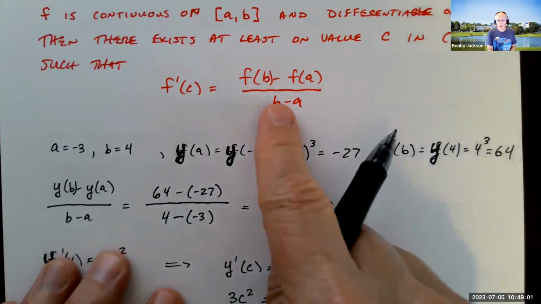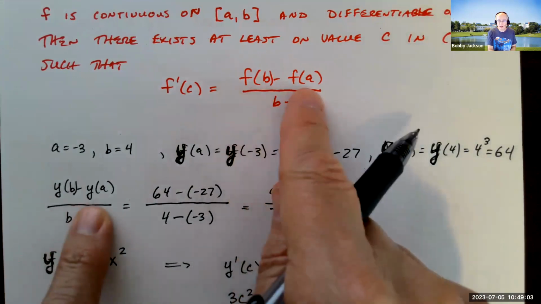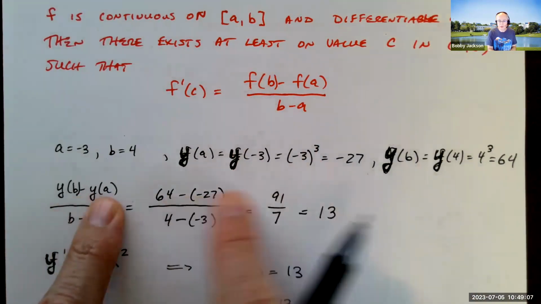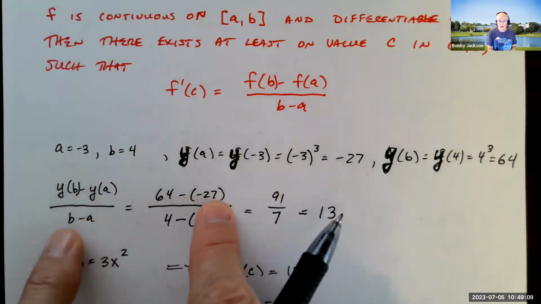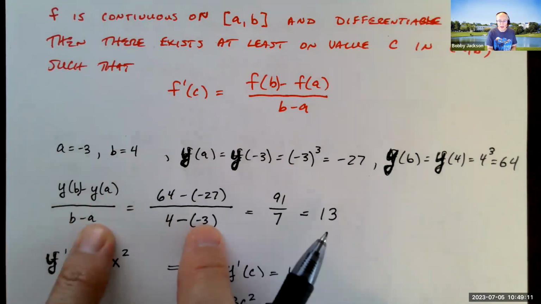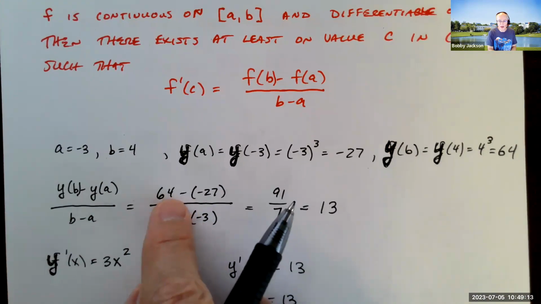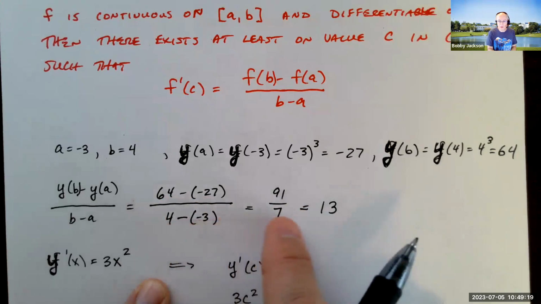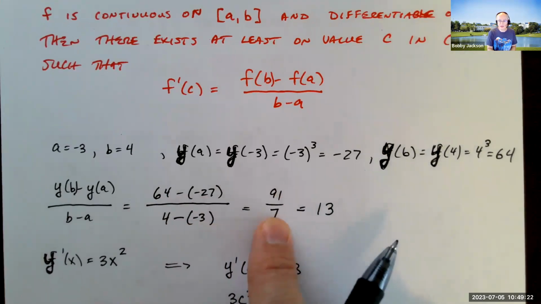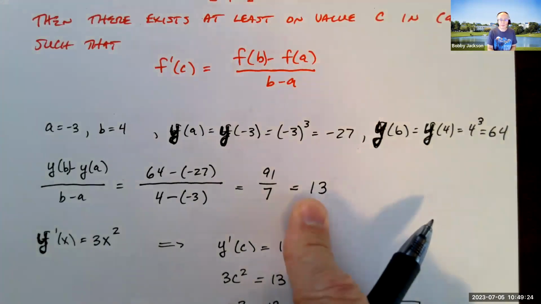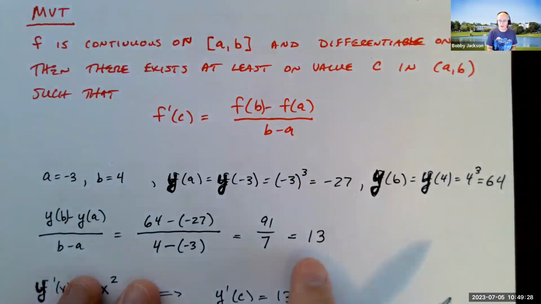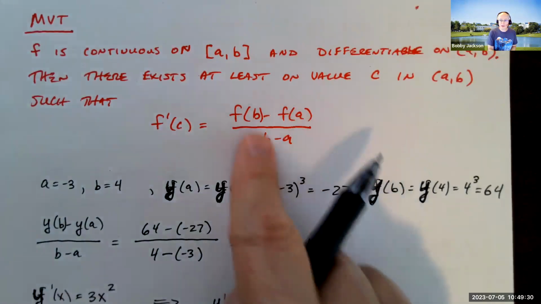Okay, so just plugging in, this is going to be y of B minus y of A over B minus A. So y of B is 64 minus y of A, which is -27. B is 4, A is -3. So be careful about subtracting. 64 minus -27 is 64 plus 27, which is 91. 4 plus 3 is 7. 91 over 7 is exactly 13. So this average rate of change for this function on this interval is 13.